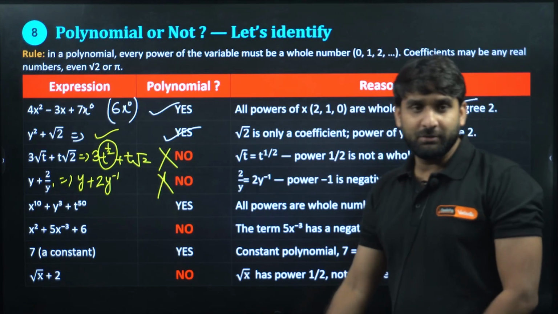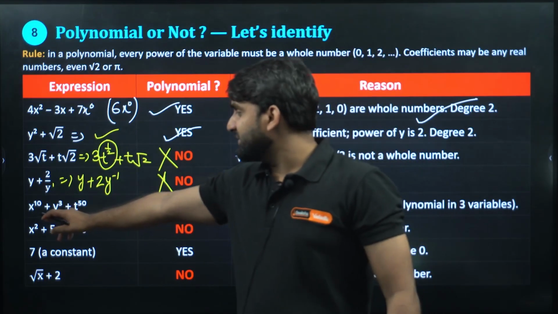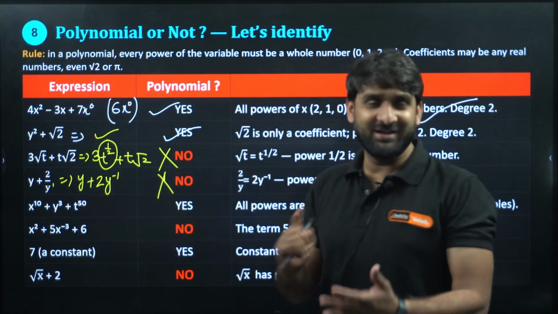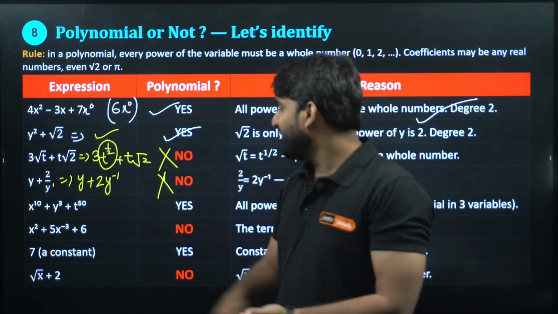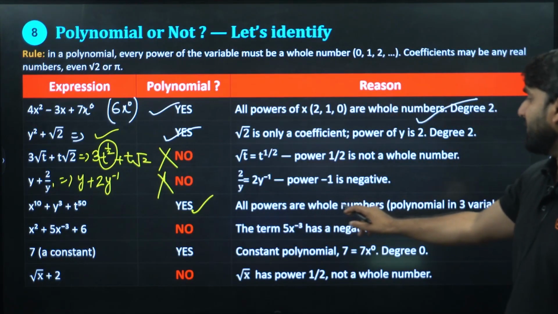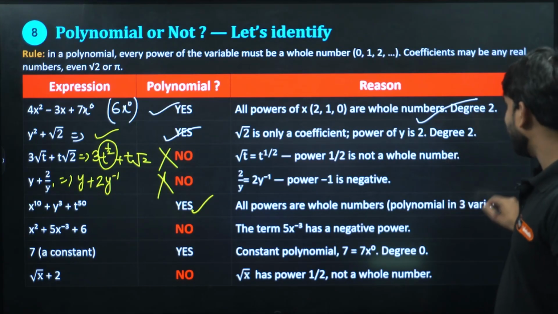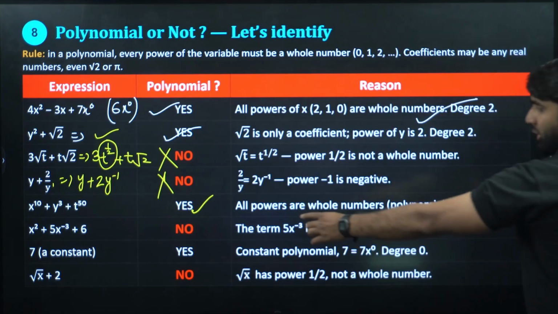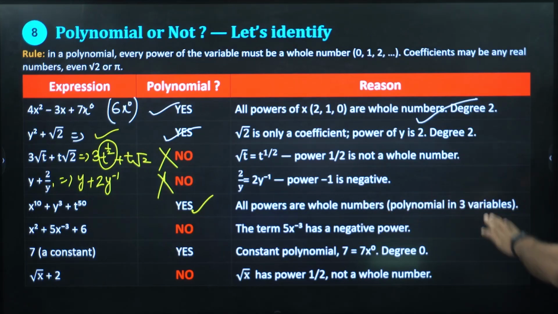Now x is a variable, y is a variable, t is a variable, and all the exponents are whole numbers. 10 is a whole number, 3 is a whole number, 50 is a whole number, so this is a polynomial. And the reason is also mentioned here. All powers are whole numbers, so it is a polynomial. Here the degree will be 50. All powers are whole numbers, polynomial in 3 variables.